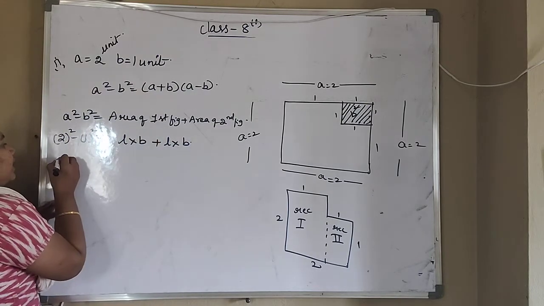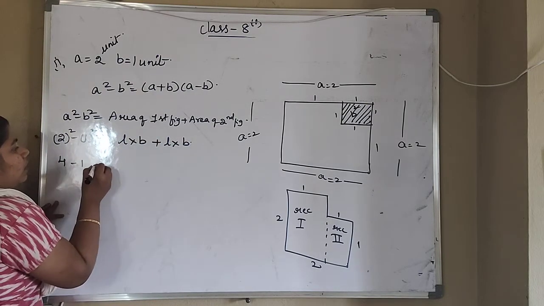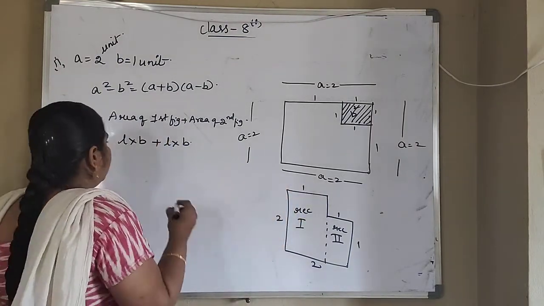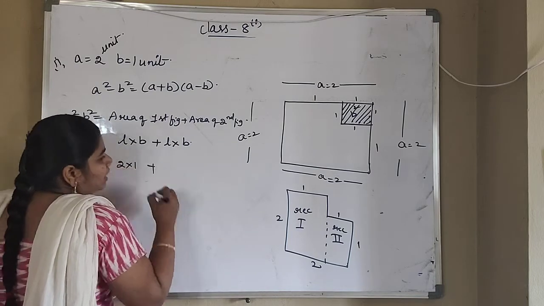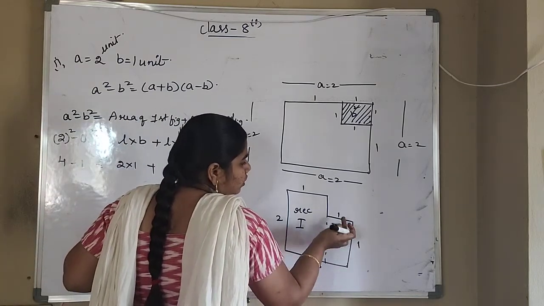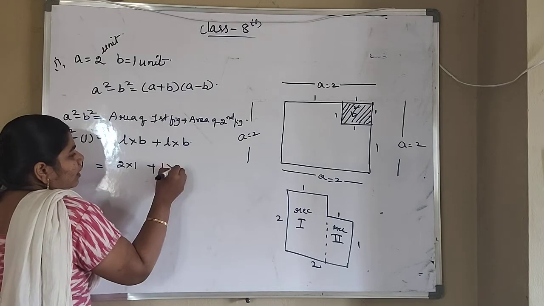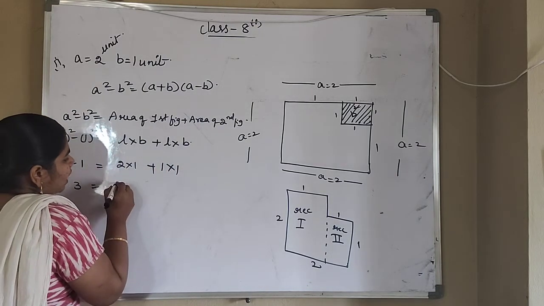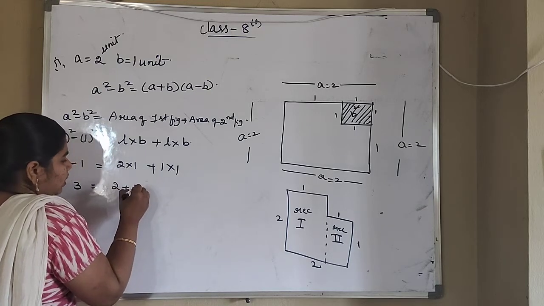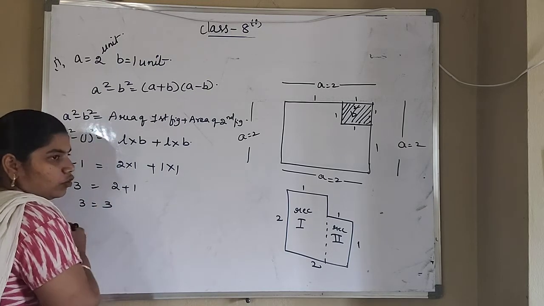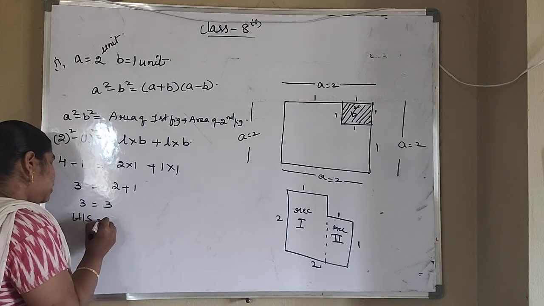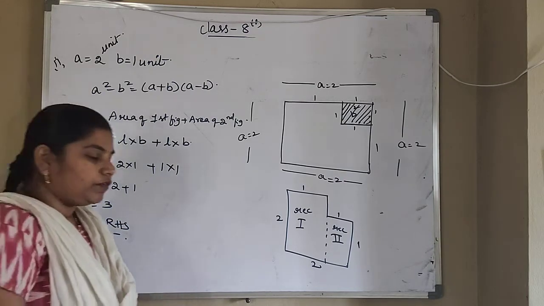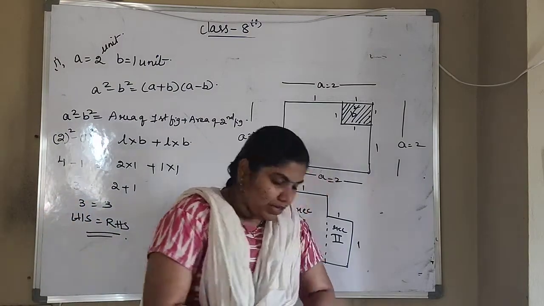Okay. So 2 square is how much? 4 minus 1 is equals to, here length value is 2, breadth value is 1. So 2 into 1 plus, here length value is 1 and breadth value is also 1. So 1 into 1. So 4 minus 1 will be 3. 2 ones are 2 plus 1 ones are 1. So 3 is equals to 3 you got. So this is LHS is equals to RHS. So this is a geometrical verification for a square minus b square.